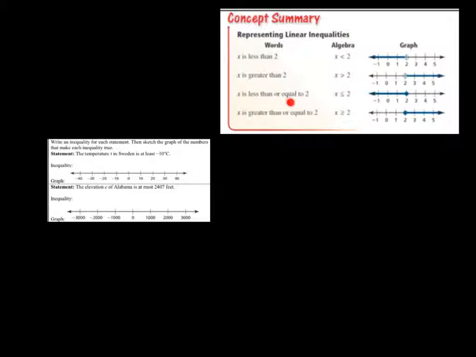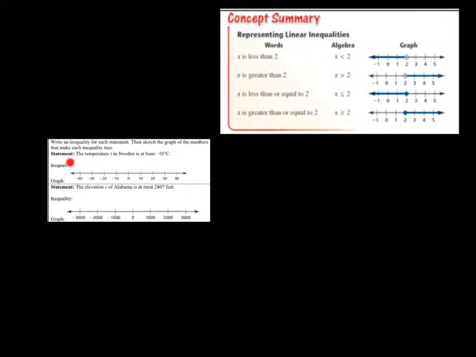When you have less than or equal to and greater than or equal to, those are the ones that have the little line under the inequality symbol. So less than or equal to 2 means including 2 and all the numbers less than that or smaller. And greater than or equal to 2 would be a closed circle on 2 because it includes that value and everything to the right on a number line. So let's look at 2 examples from your notes.